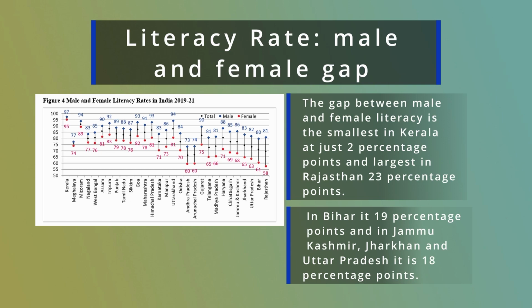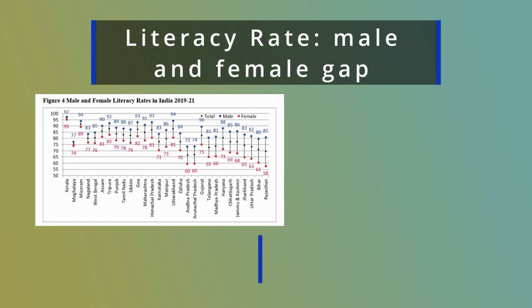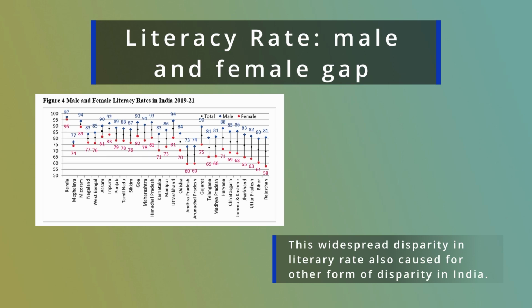The literacy gap is also relatively less in case of Meghalaya, Manipur, Nagaland as well as West Bengal. And this literacy gap is relatively high in Rajasthan, Bihar, Uttar Pradesh, Jharkhand, Jammu Kashmir, Chhattisgarh, and even Haryana. This extent of variation of the male and female literacy gap also helps us to understand the extent of regional imbalance in respect of education.